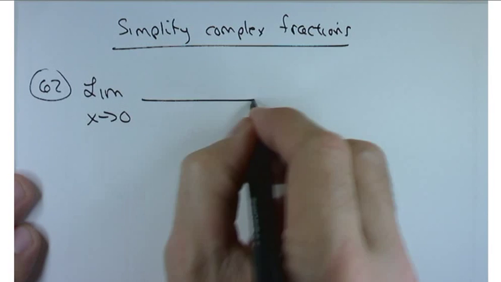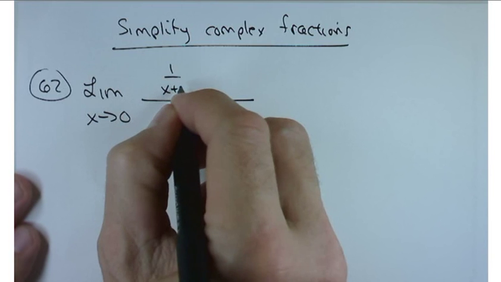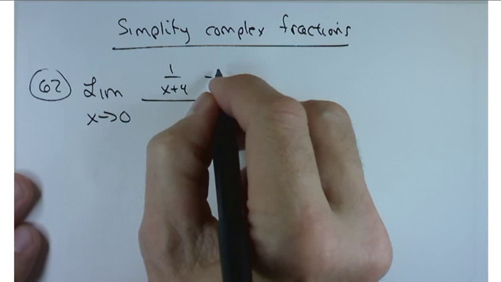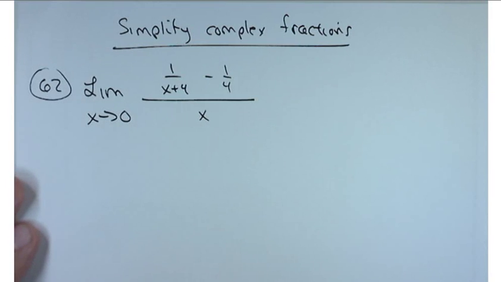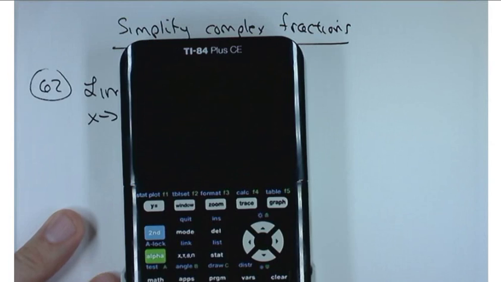The limit as x approaches 0 of 1 over x plus 4 minus 1 over 4, divided by x. Now, it's a good thing to prove that your answer is right in more than one way. So, to start this off, let's calculate it numerically. Let's see that we can get a numerical answer and then compare that to the answer that we get in this analytic fashion. So what we'll do is we'll put that into our calculator.